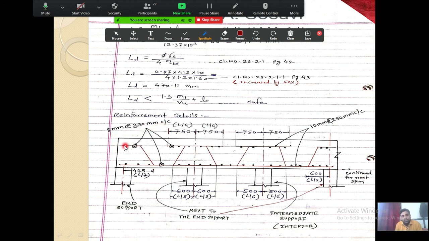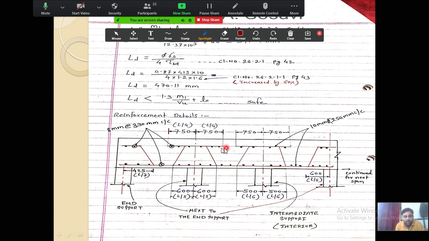Now see the main steel bar. The first bar will start at this point. It will bend like this, and it will move over here, and it will continue. So this is the profile of the first bar. The second bar, now see here. This support is the intermediate support. This is next to the end support. This support also is an intermediate support, and this diagram is continued. This is your end support.